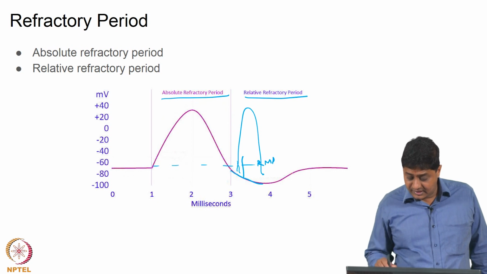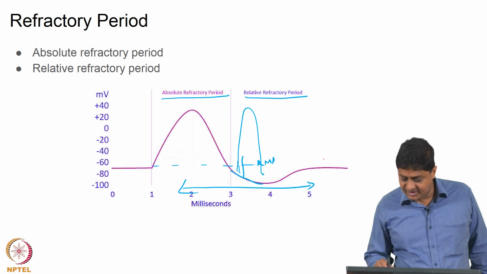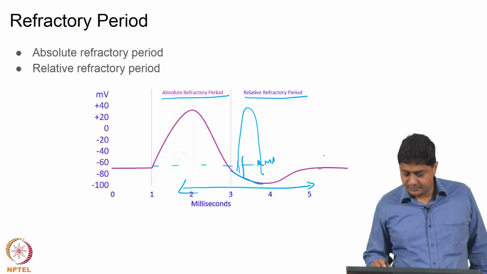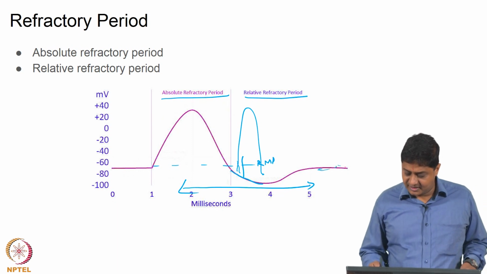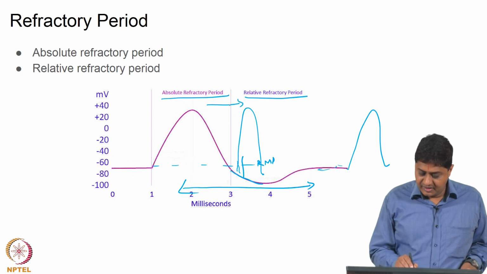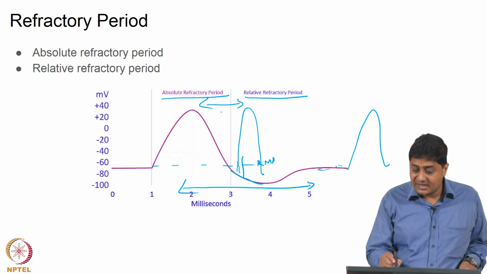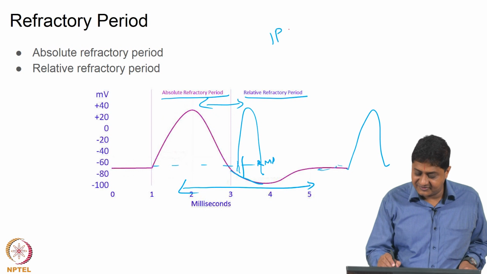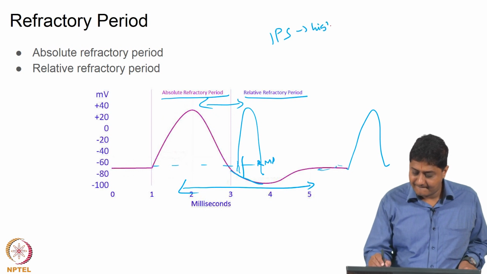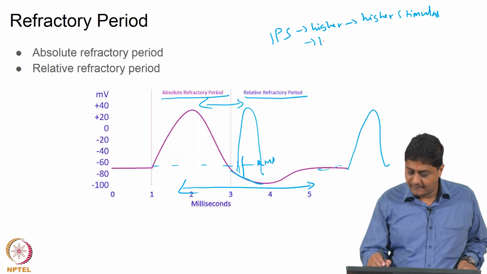So, now instead of it taking so much time to go back to resting membrane potential and then have one more action potential, if the stimulus strength is high, there will be two action potentials relatively closer to each other in time. So, the number of impulses per second will be higher for a higher strength stimulus. It will be lower for a lower strength stimulus.